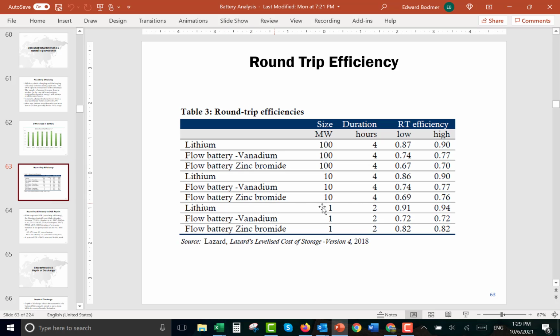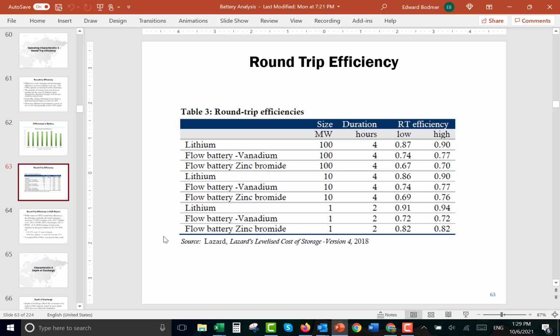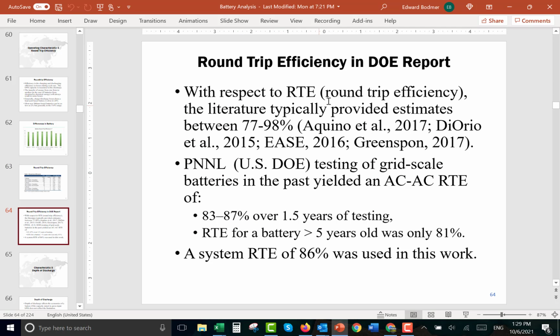Somebody else said, oh, good, they use Lazard. Oh, shoot. But a lithium is 0.86 to 0.9. Other people, this is presumably lithium, 0.89, 0.9. Somebody else did some analysis and had a lot more losses. And again, just like all of these other variables, there seems to be uncertainty associated with it.